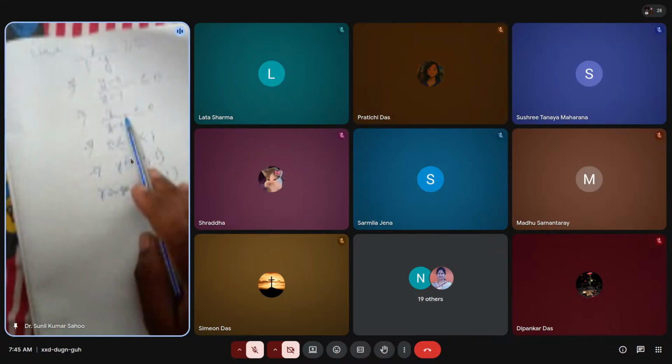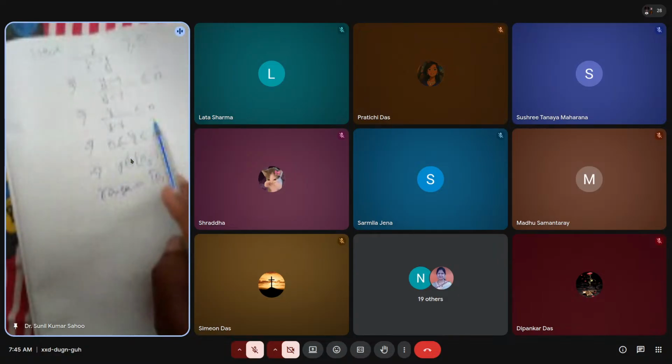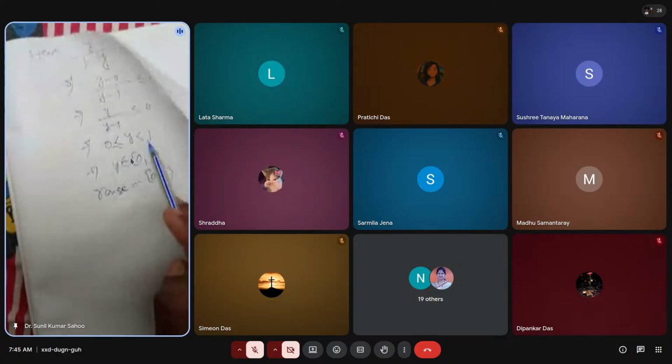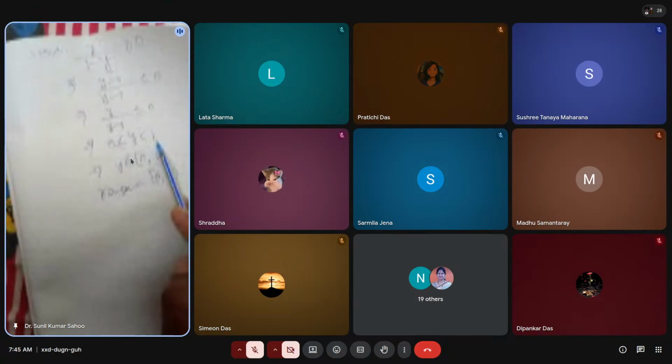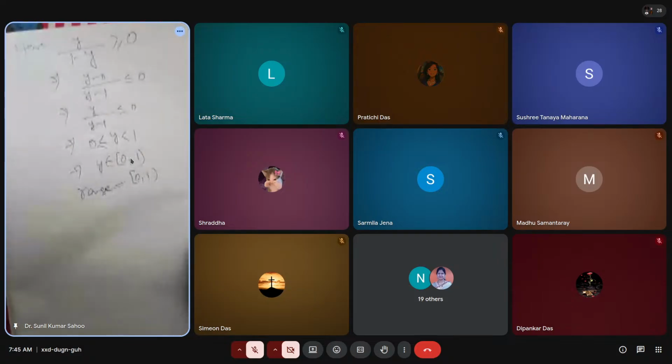If we put 0.5, then 0.5 by 0.5 minus 1 gives minus 0.5. So it will be negative. Numerator positive, denominator negative, it will be negative, less than or equal to 0. So it is satisfying. So y is from 0 to 1. 0 included, 1 excluded. This is the range. Any doubt?